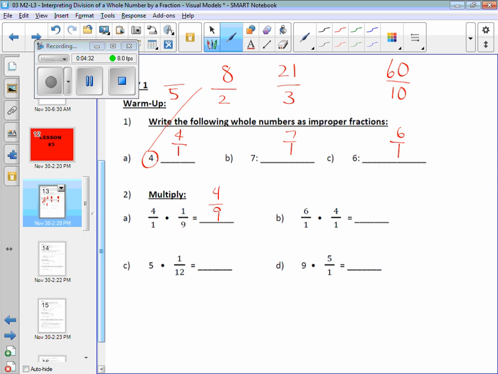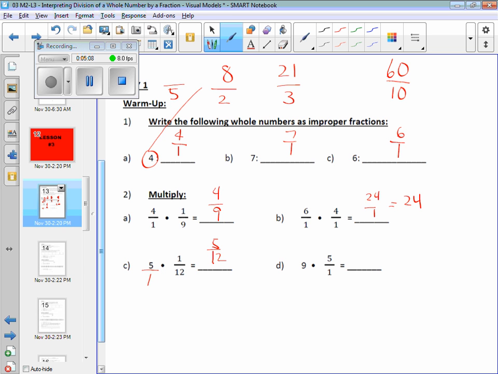What about 6 over 1 times 4 over 1? Well, how would you simplify that? What whole number is that, Will? Might as well make it 24. Now, when we get to C, you've got to change that whole number 5 into an improper fraction first, and then multiply your top times your top and your bottom times your bottom. 5/12.